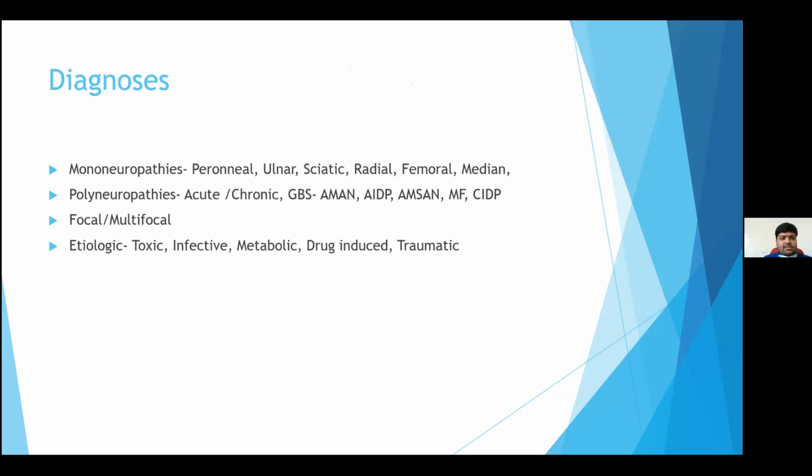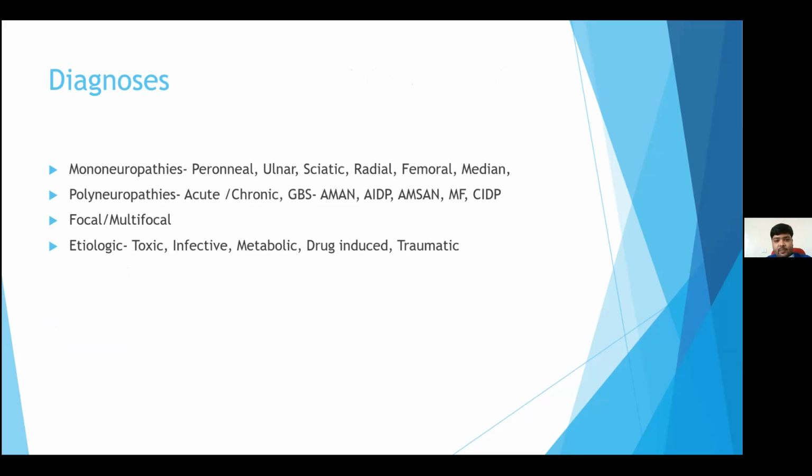So what are the diagnoses you can encounter? They can either be mononeuropathies, named neuropathies, a small spelling mistake there, it should be only a single N. So peroneal neuropathies, ulnar, sciatic, radial, these are the common neuropathies that are seen of different etiologies. They can be traumatic, toxic, infective, or drug-induced. And also they could be commonly, you see, polyneuropathies, those who are completely disabled and bed-bound.